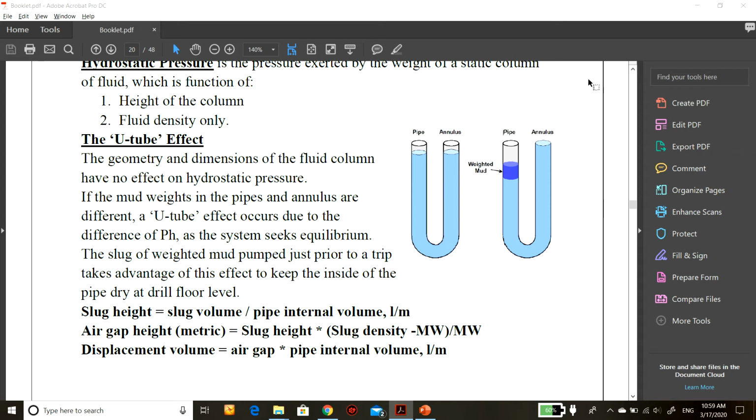How do we define this in formulas? Number 1, slug height equals slug volume over pipe internal volume. Air gap height equals the slug height times slug density minus mud weight, over mud weight. So the displacement volume equals the air gap times pipe internal volume. This way you can calculate the displacement volume in the annulus.